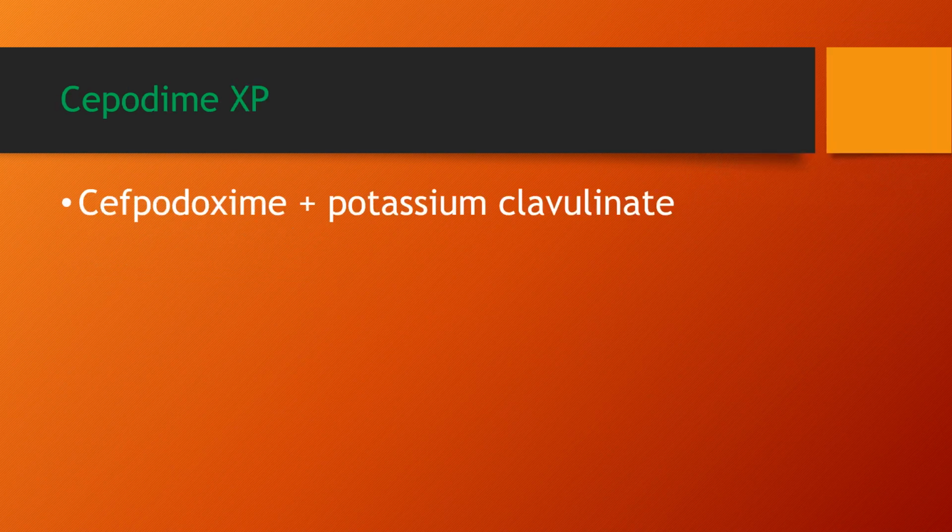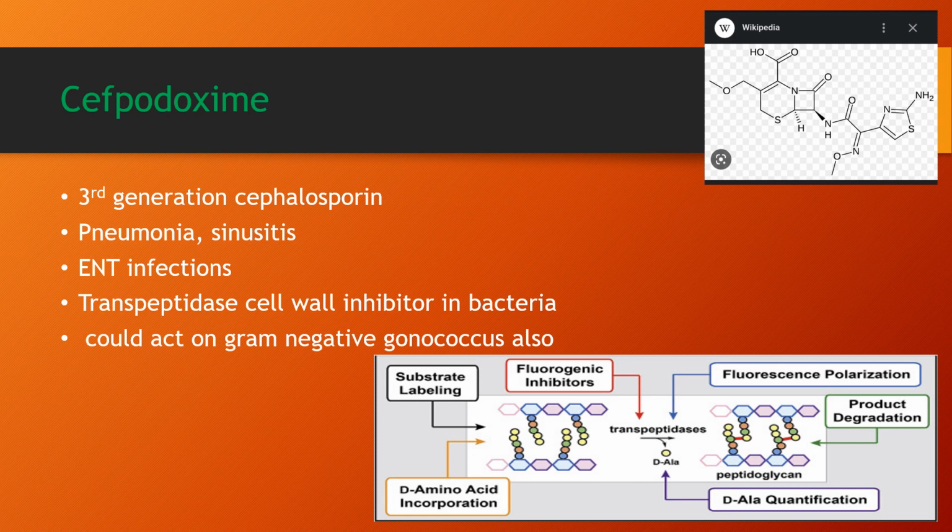Now coming to antibiotics. Cepodyne, which is a combination of cefpodoxime and potassium clavulanate. Cefpodoxime is a third generation cephalosporin, and potassium clavulanate is a beta lactamase inhibitor. Cefpodoxime works on pneumonia and sinusitis, and sometimes on gonorrhea also, acting on the transpeptidase of the cell wall. The transpeptidase protein is inhibited by this drug, and this is very specific to gram positive bacteria, which have just two peptidoglycan layers. If the transpeptidase is inhibited, the cell wall of the bacteria cannot be produced. Thus, this bacteria will get lysed. This is a bacteriolytic drug, very similar to penicillin.